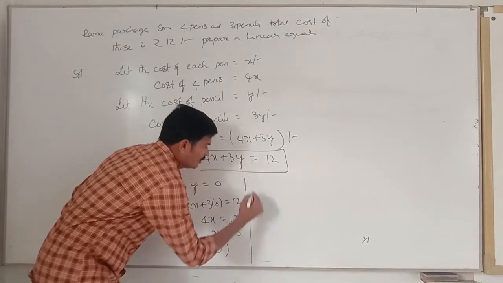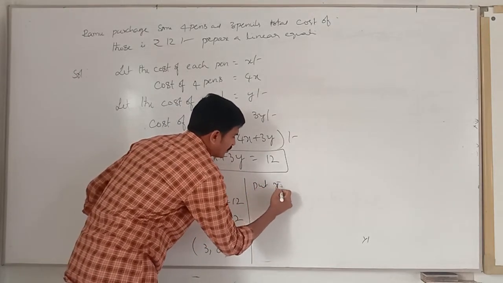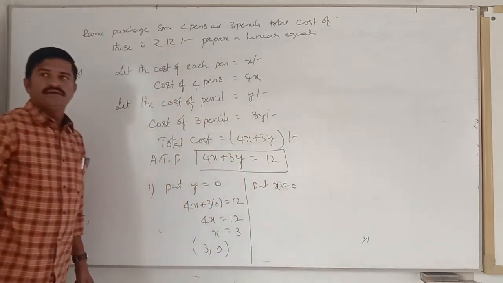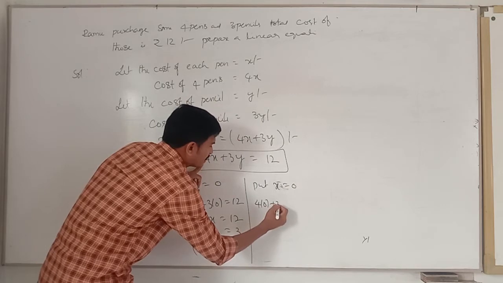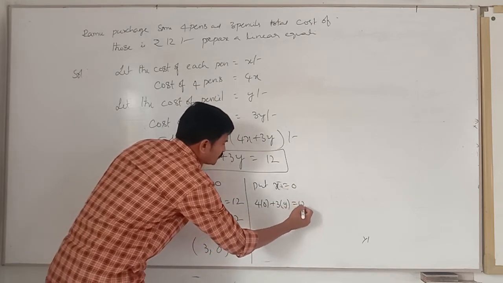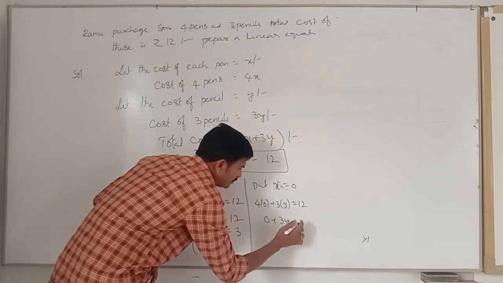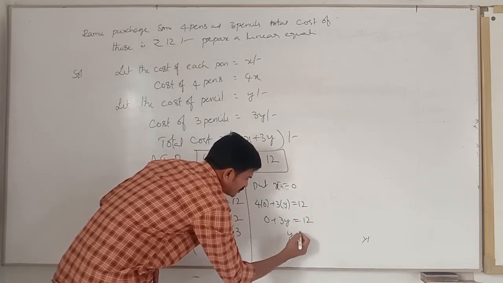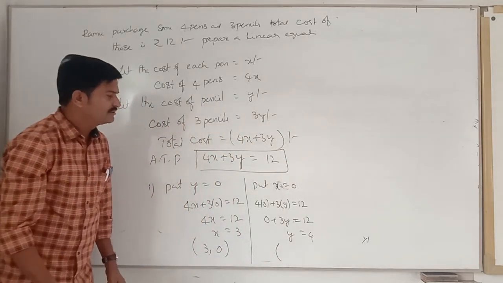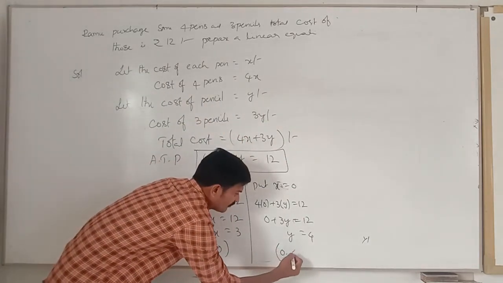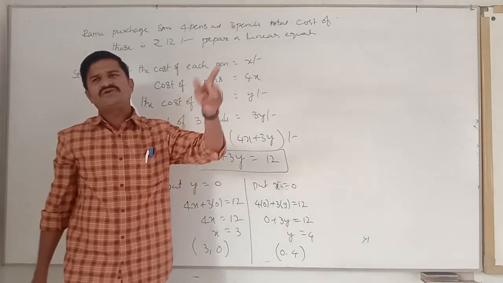And again, put X equal to 0. If X equal to 0, then 4 into 0 plus 3 into Y equals 12. 0 plus 3Y equals 12. Then Y equals 4, or not? So what is the point which satisfies? 0, 4. This is the point. Now we got the 2 points. Just 2 points are enough to draw a line.